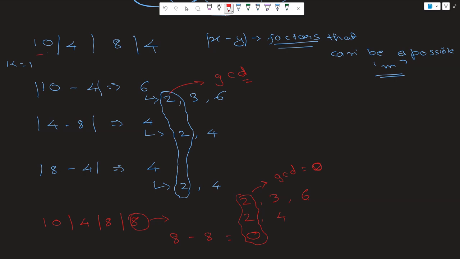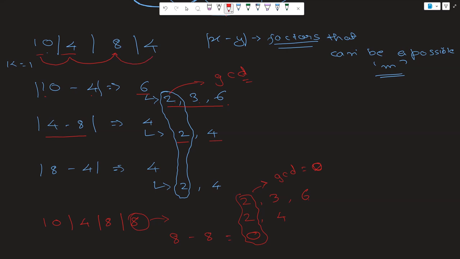So we have 10 and 4. We need these two to be identical. So for that we subtracted 10 minus 4, we got 6. What are the factors of 6? 2, 3, 6. These are the factors of 6. Now again these two need to be identical, right? So 4 minus 8, we'll get 4. What are the factors of 4? We have 2 and 4, right? So m can be these two also.